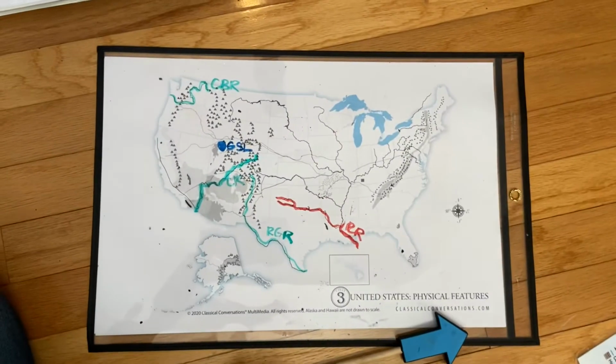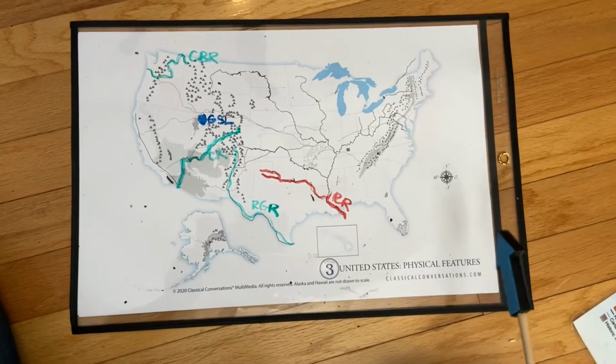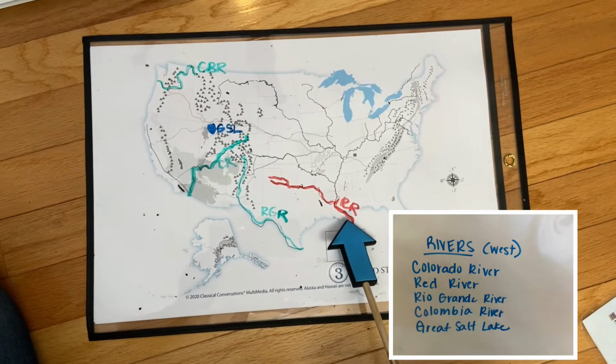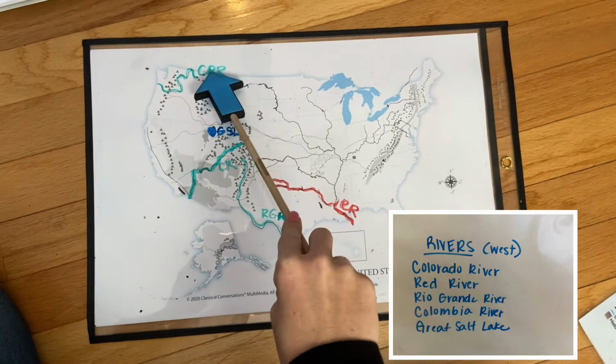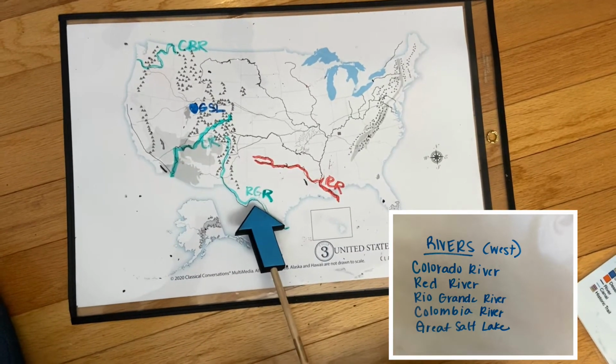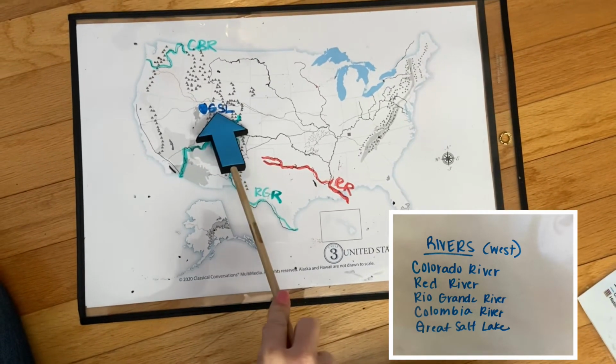Okay, great. You guys were awesome being drummers. And next we have geography, so if you have your map, get it out. Okay, this week in geography, we're talking about the rivers in the West. They are the Red River, the Columbia River, the Colorado River, the Rio Grande River, and the Great Salt Lake.